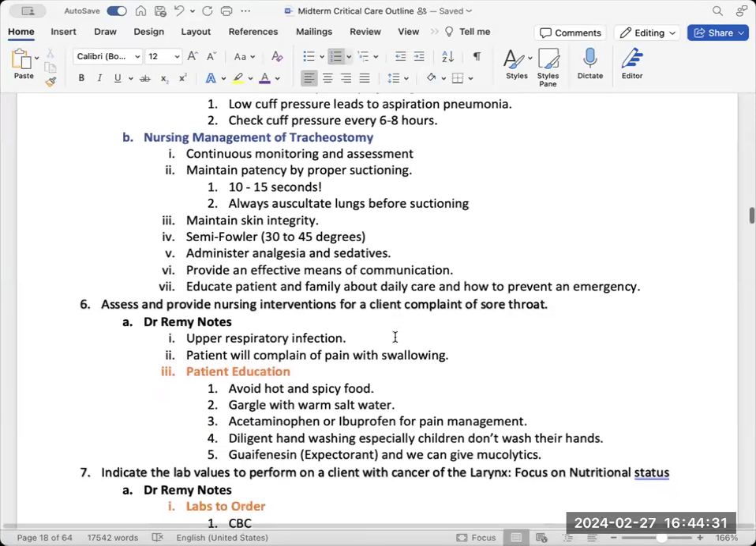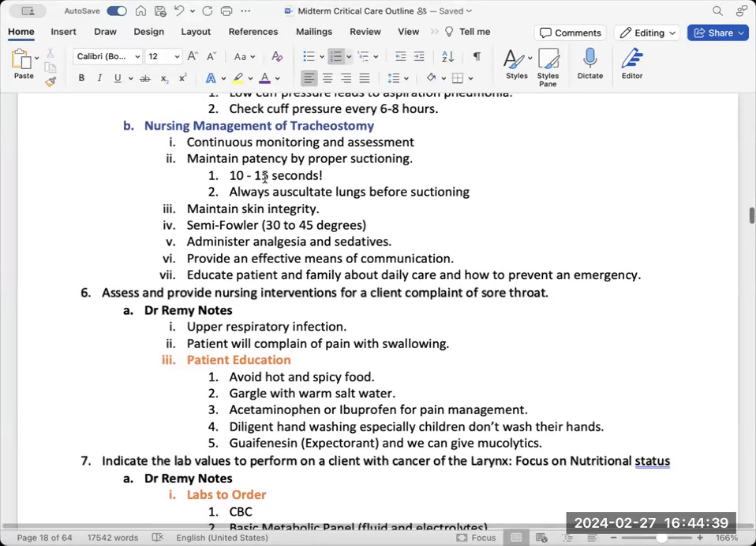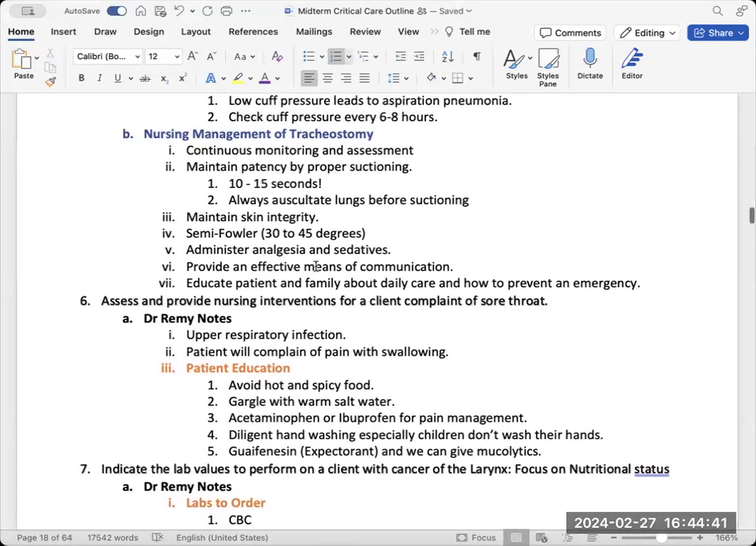So remember, it's an airway, so nursing management, always monitoring. We want to monitor for respiratory complications especially, as well as ABGs, right? We want to maintain patency through suctioning. We shouldn't suction for more than 15 seconds. And always auscultate before you suction because you want to know what's going on in the lungs, right? We want to keep them semi-Fowler's, right? Because we want to make sure that they're getting adequate lung expansion so that the trach can do its thing.